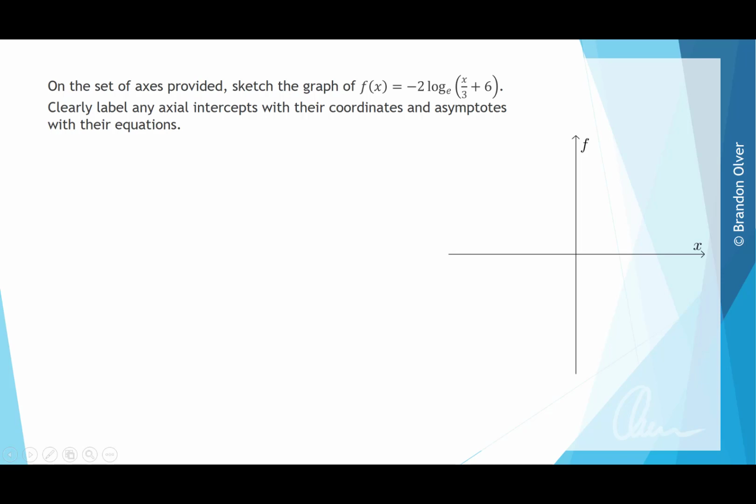So before we can discuss the transformations that have occurred to this graph, we actually need to factorise the part inside the log so that we take the 1/3 that's multiplying the x out as a common factor. So once we've done that, we're left with f of x is equal to this equation, and we can now start to discuss the transformations that have occurred.